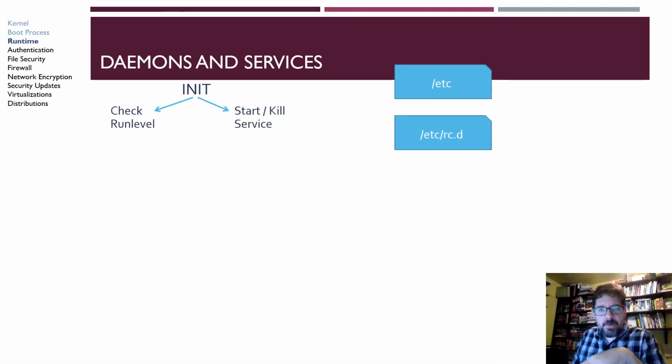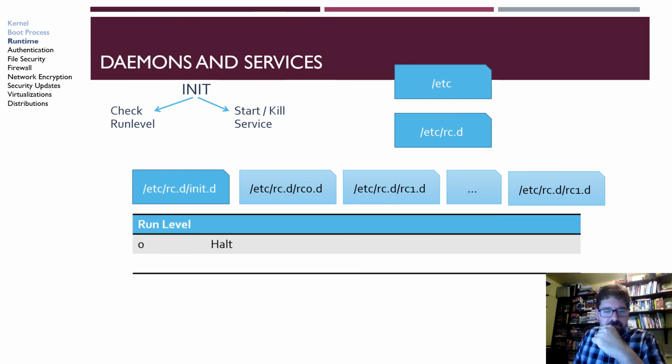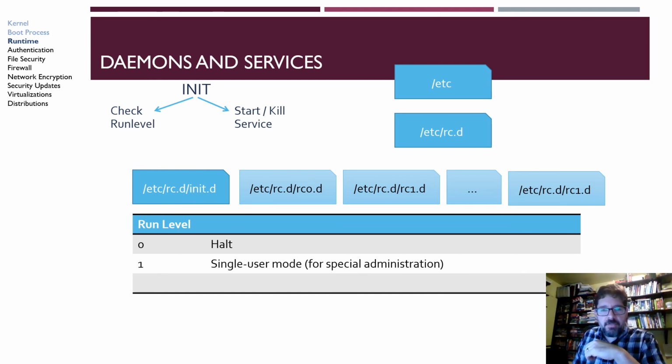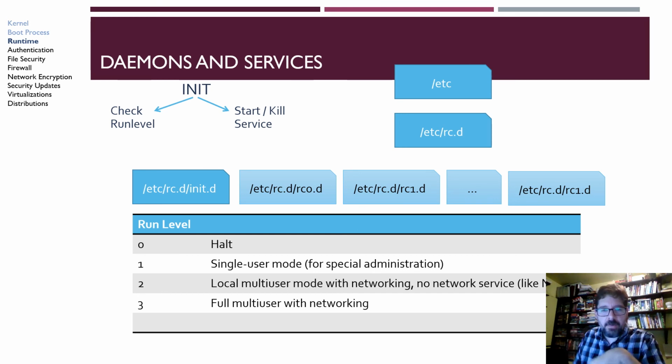So as an example, if you look in etc rc.d, you're going to see these different files, rc0, 1, 2, 3, and so forth. What are these different run levels? Run level 0 means turn the machine off. Run level 1 is single user mode. Run level 2 is multi-user mode with networking, but no network services, right?